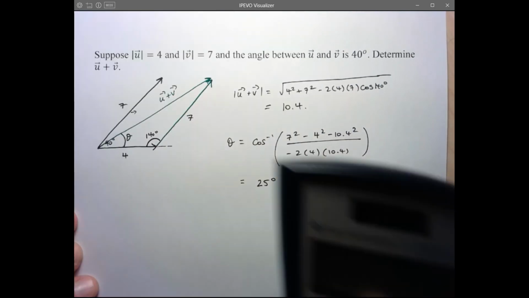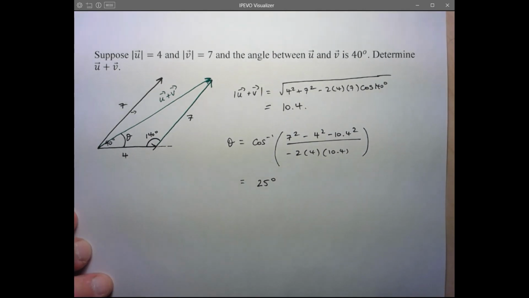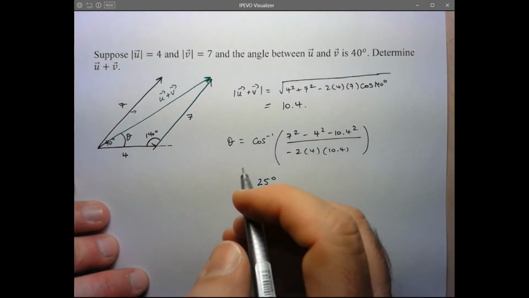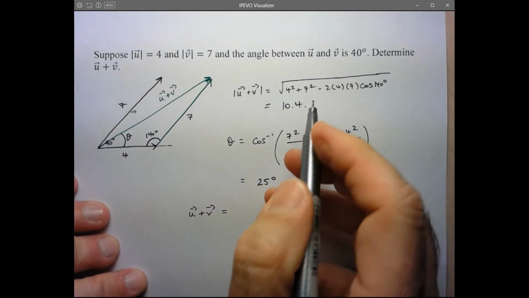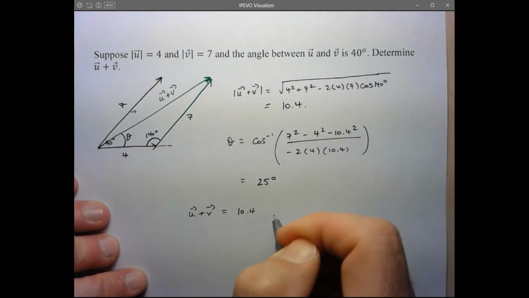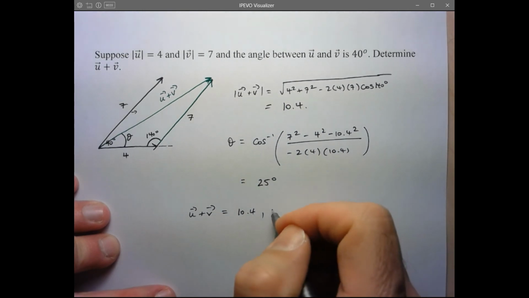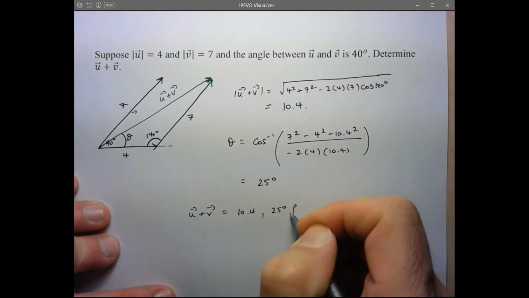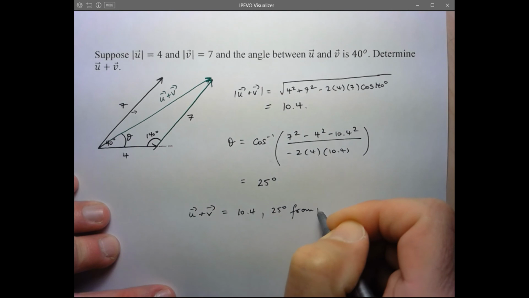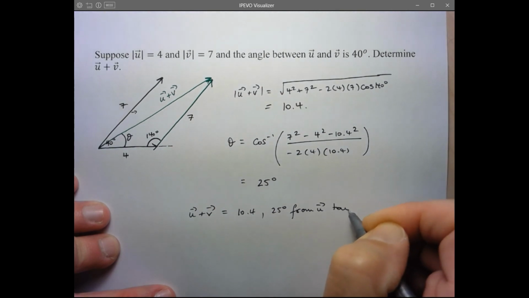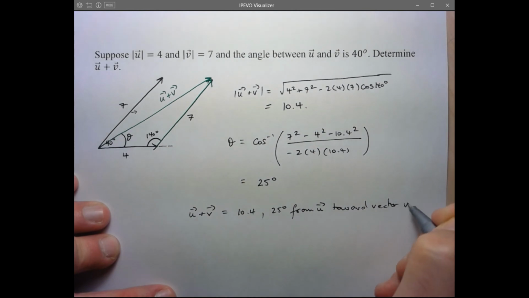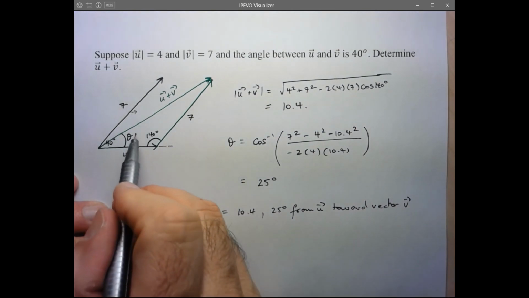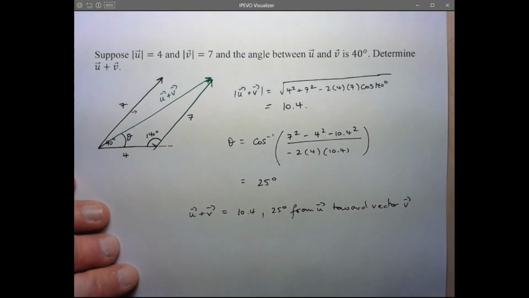All right, and so here we can give our final answer that u plus v is equal to a magnitude of 10.4, and the way I'm going to write this is I'm going to say 25 degrees from vector u toward vector v. Okay, from u towards v, 25 degrees.